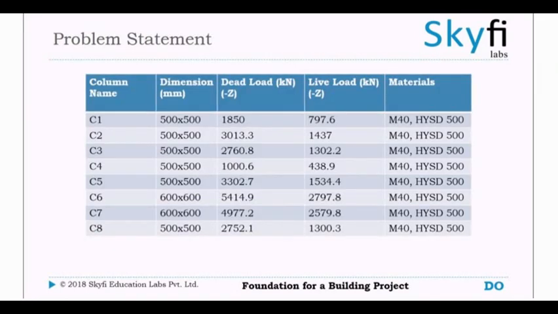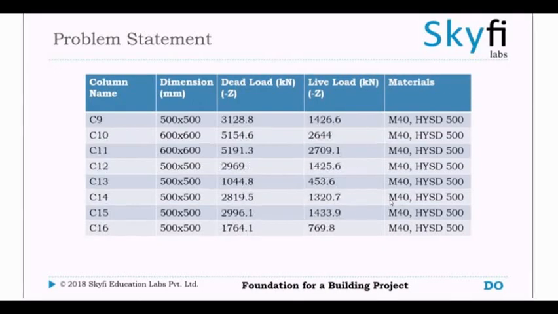Now in the problem statement we get the column names as C1, C2, C3, C4, and I will tell you how we can get the column names and from where we will get the dead load and the live load. This dead load and live load are calculated from the building made earlier in ETABS, and I will show you how to get this data. There are 16 total columns in the base portion, each having different dimensions. We will teach you how to calculate this.